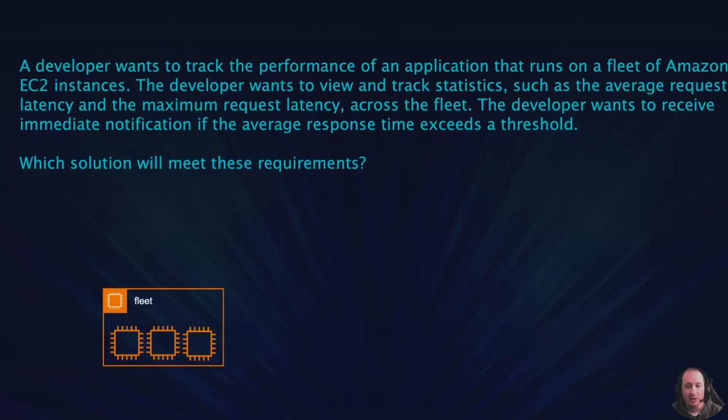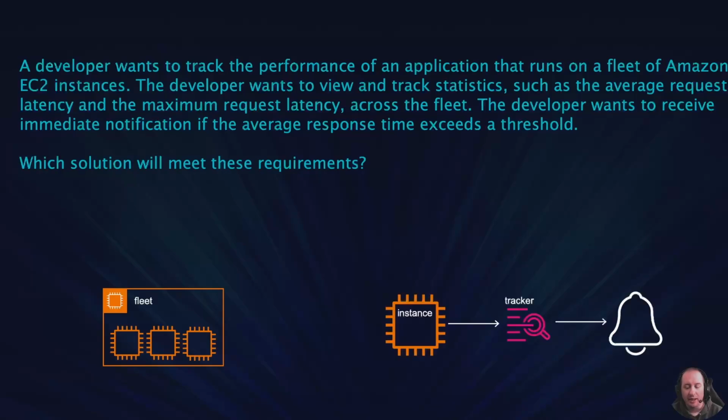So taking a look here, we're looking at an EC2 fleet we have listed below. The idea is that each instance is going to have a tracker on it, and when that tracker's metrics exceed a certain threshold, it's going to send a notification out.